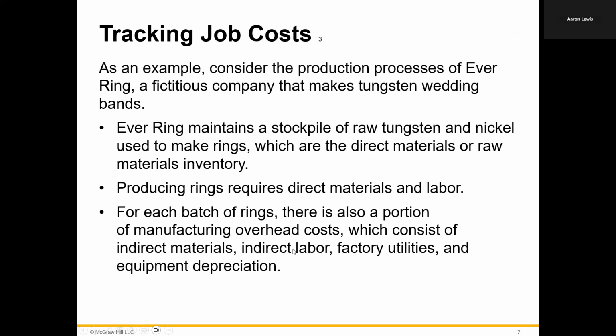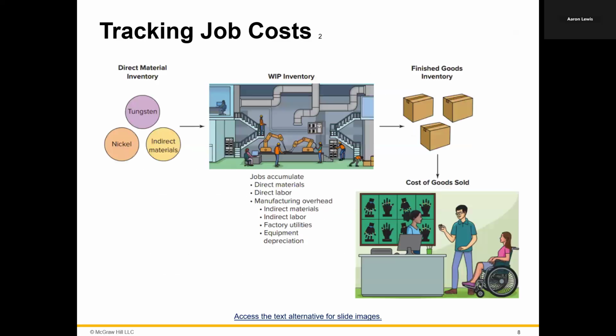And assuming that we make many different lines of wedding bands, some costs are going to be shared by all of those different models. And those will be things like our indirect material usage, our indirect labor, the utilities at the factory where these things are produced, and depreciation on equipment, which is used to produce all of the different lines of product that we make at Everring making wedding bands.